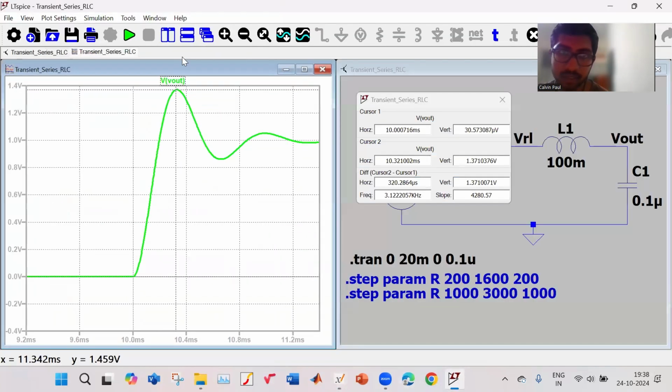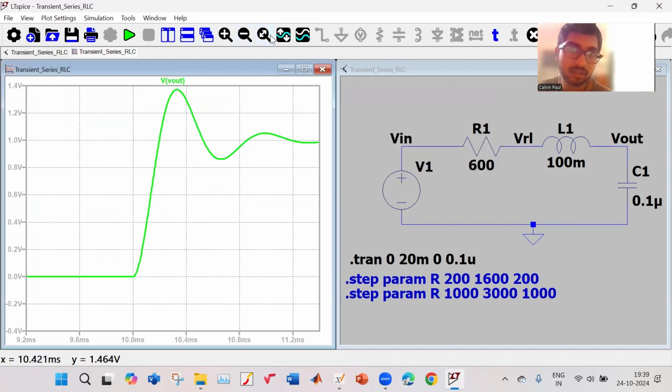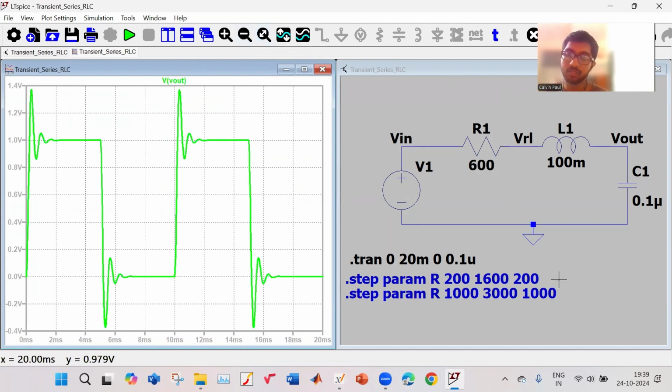And if you see over here, the peak value at cursor 2 is coming out to be 1.336 volt. If you see, it is 1.371 volt. So it is very closely matching what we have done analytically. Okay, so this is how we can see that it is matching with our theoretical formulas.